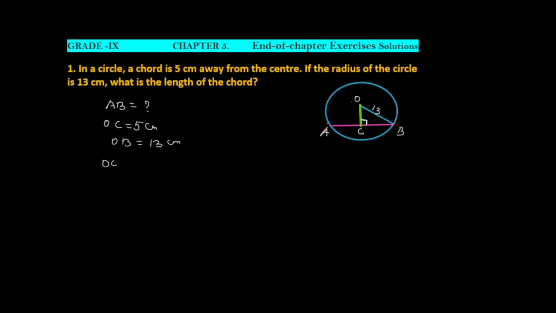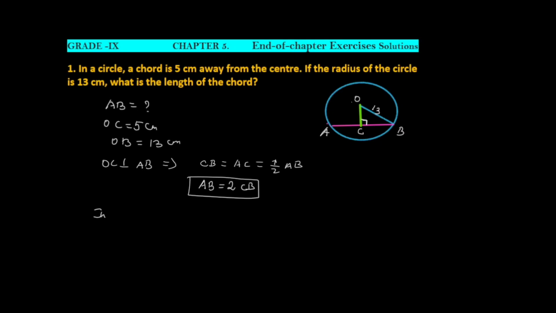So when OC is perpendicular to AB, C is the midpoint. So CB is equal to AC is equal to half of AB. So AB is nothing but twice CB. If we are taking a triangle OCB and finding the length of CB, then twice CB is nothing but AB, because CB and AC are both equal lengths, that is half of AB.